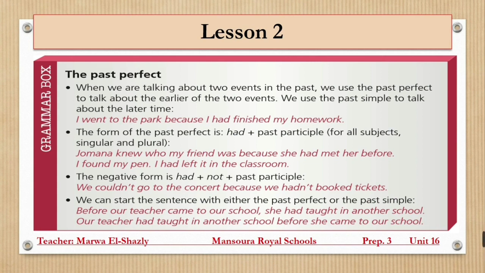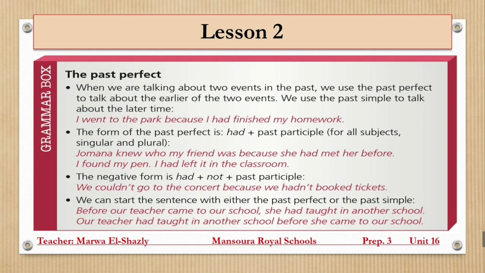The negative form is had plus not plus past participle. Example, we couldn't go to the concert because we hadn't booked tickets. So the first action, which wasn't done, we hadn't booked tickets, so we couldn't go.